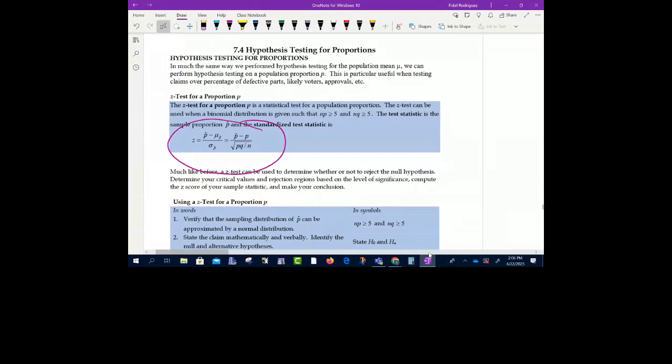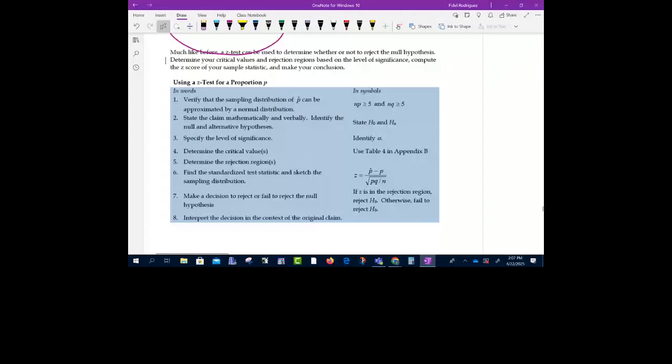All right, so how do we do a z-test for proportion? We're going to verify that the sampling distribution of p hat can be approximated by normal distribution. This is if n times p is bigger than or equal to 5 and n times q is bigger than or equal to 5. We're going to state the claim mathematically and verbally. We're going to identify both the null and alternate hypothesis. We're going to look at the level of significance. We're going to find our critical values. We're going to look at our rejection regions. We'll find our standardized test statistic. That's going to be the little formula. And then we'll make our decisions, okay?